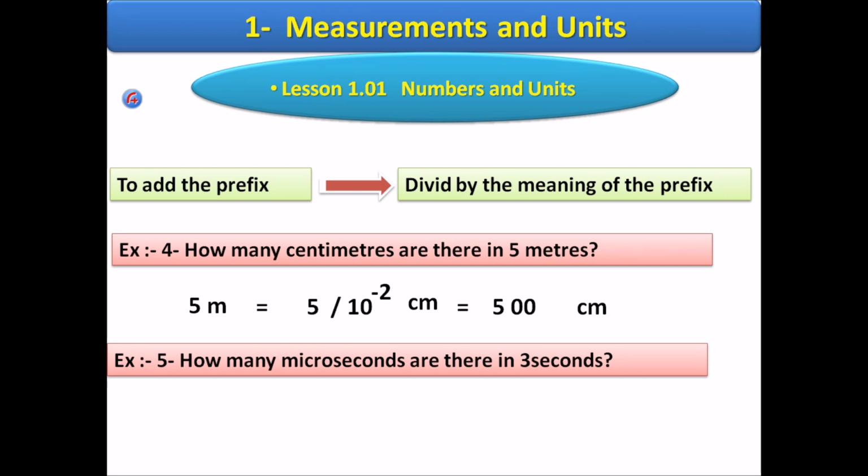The next, how many microseconds are there in 3 seconds? Of course, you have 3 seconds and you want to make it in microseconds, so you have to divide by the meaning of micro. It will be 3 divided by 10 to the power of minus 6. It will be 3 million microseconds.